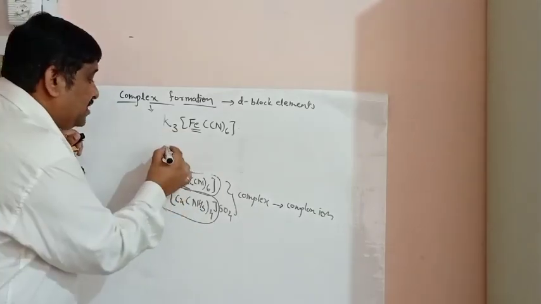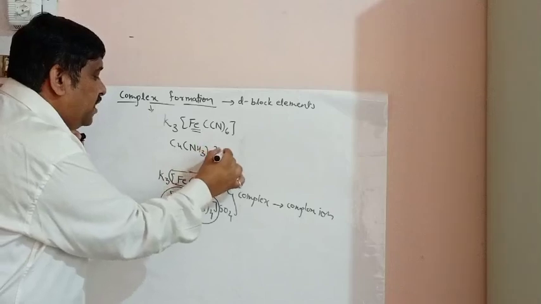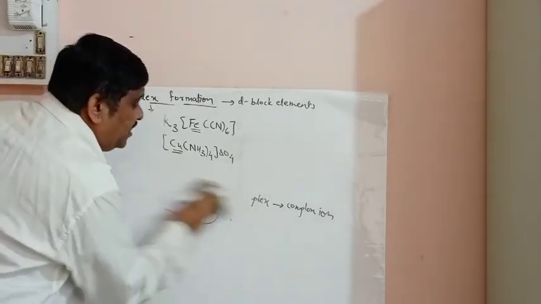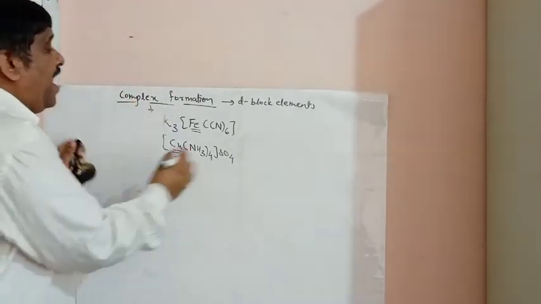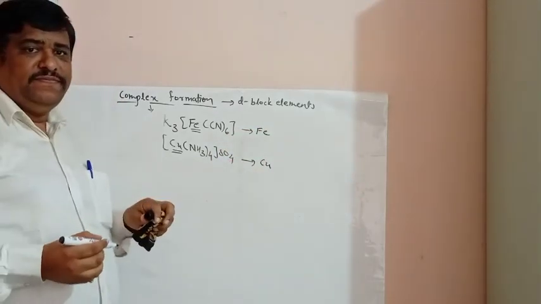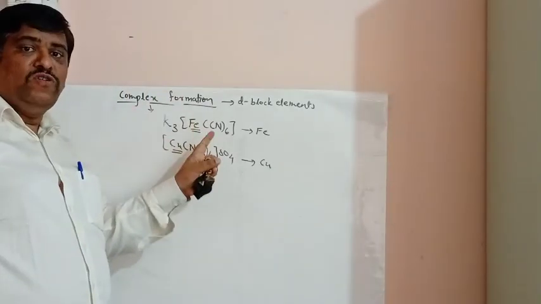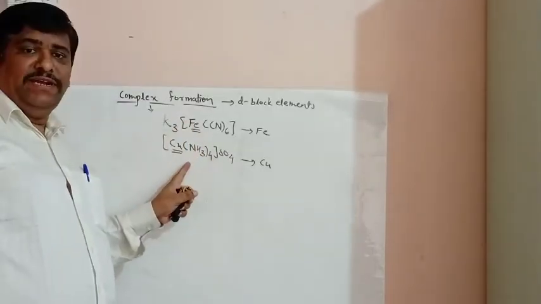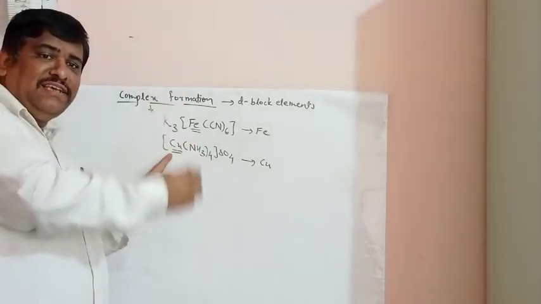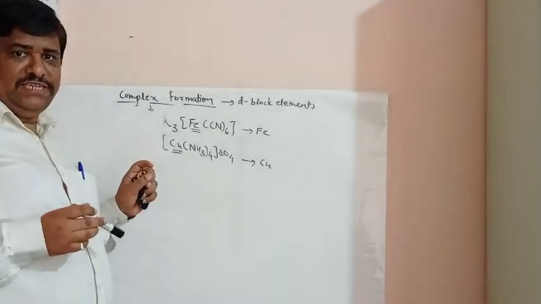I will write one more complex compound, [Cu(NH3)4]SO4. In this complex compound you are going to have Cu. So in these two complex compounds, Fe is a d block element, and Cu is a d block element. It means you can say the complex compounds are formed because of these d block elements, because of Fe, because of Cu, because of Ni. So many examples you can give where d block elements give the complex formation.